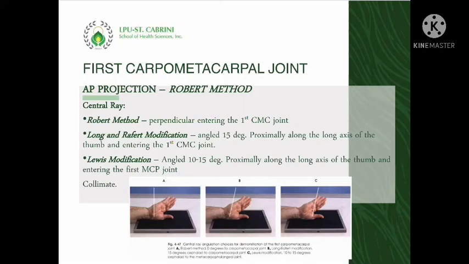For the Robert method, the central ray is directed perpendicularly entering the first CMC joint. But there are two modifications for central ray angulation with the same position. First is the Long and Wright modification, in which the central ray is angled 15 degrees proximally to the long axis of the thumb entering the first CMC joint. And next is the Lewis modification with an angulation of 10 to 15 degrees proximally along the long axis of the thumb entering the first CMC joint. These two modifications can visualize the first CMC joint without being obscured by the soft tissue.